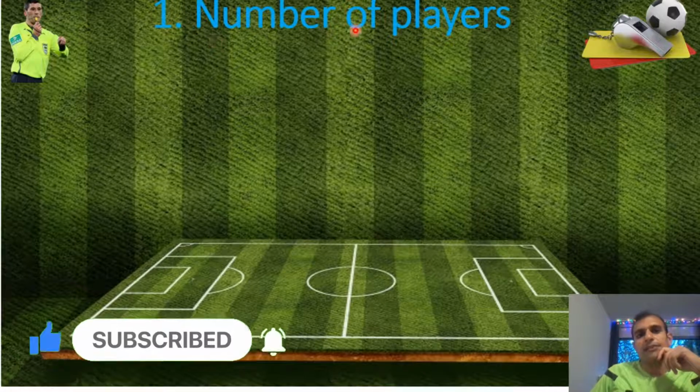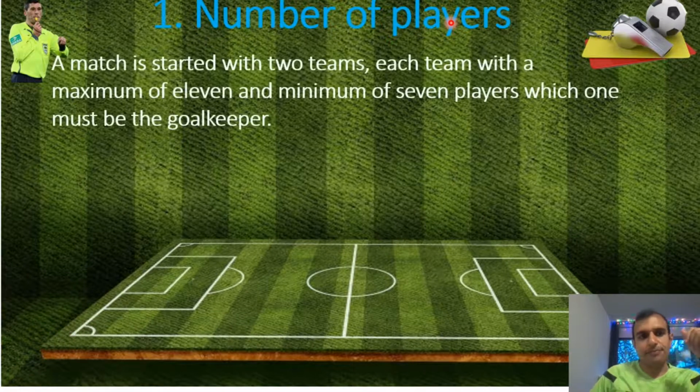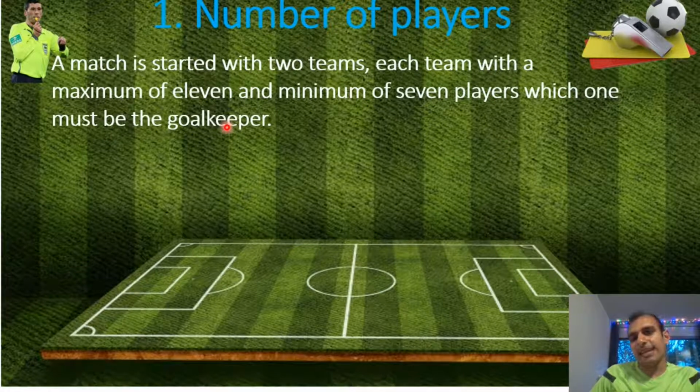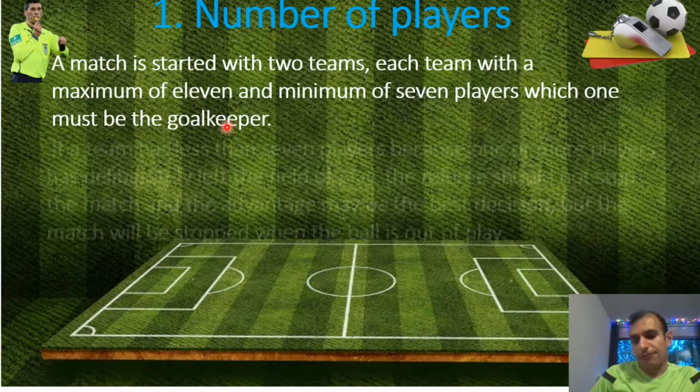First, let's start with the number of players. A match is started with two teams, each team with a maximum of 11 and a minimum of 7 players, of which one must be the goalkeeper. For example, if one team has fewer than 7 players, definitely the football match will be cancelled and it will not be started.